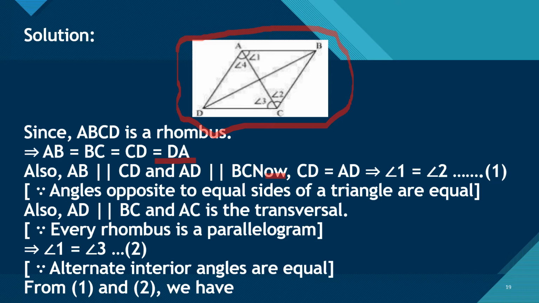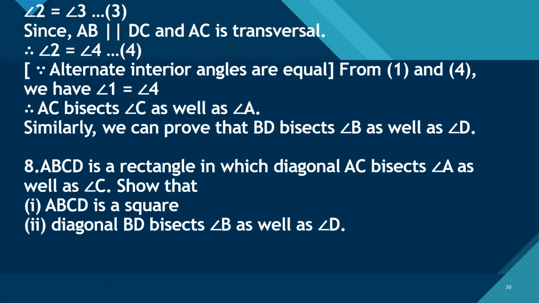From 1 and 2 we have angle 2 equal to angle 3, and this is equation 3. Since AB is parallel to DC and AC is a transversal, angle 2 is equal to angle 4, equation 4, alternate interior angles are equal. From 1 and 4 we have angle 1 equal to angle 4. So AC bisects angle C as well as angle A. Similarly, we can prove that BD bisects angle B as well as angle D.